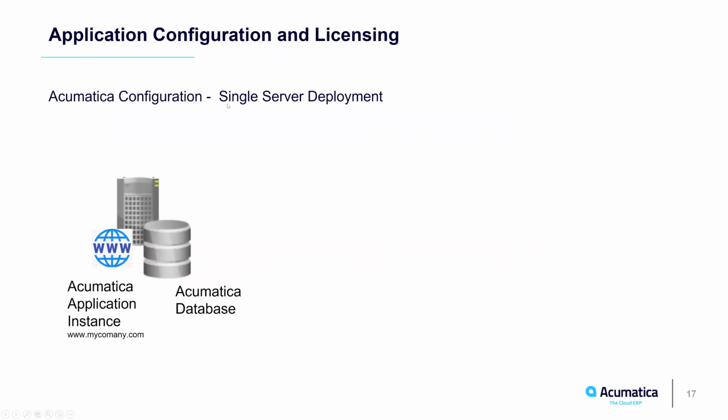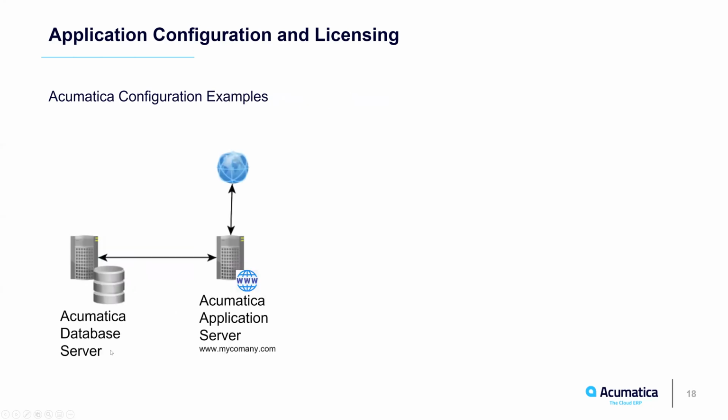In this example, this is a single server deployment. You have both your database and your web server on the same physical hardware. This could be a virtual machine too. It doesn't have to be physical. It could be a virtual machine, and a virtual machine could have both a website and a SQL server on it, serving your customer, right? So that's a single server configuration.